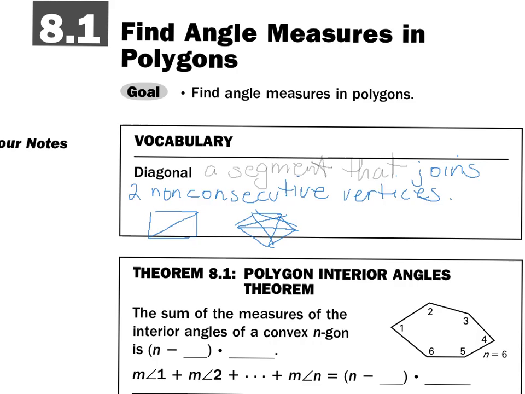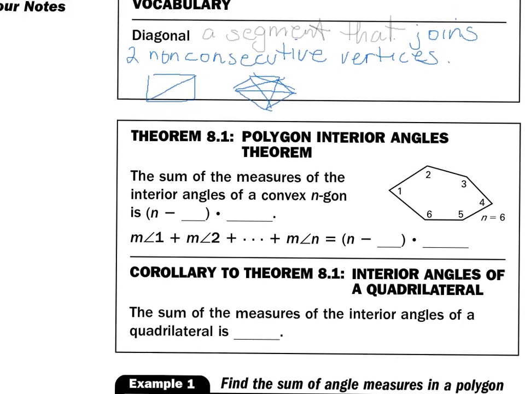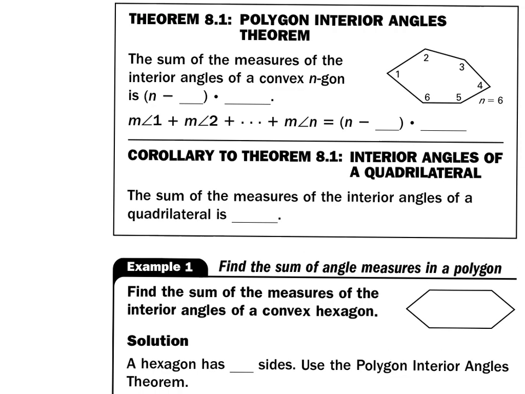Now, Theorem 8.1 says the sum of the measures of the interior angles of a convex n-gon is n minus 2 times 180. So if I'm going to add up all my angles, then the sum of them would be the number of sides minus 2 times 180.